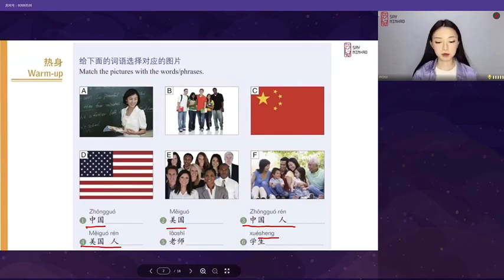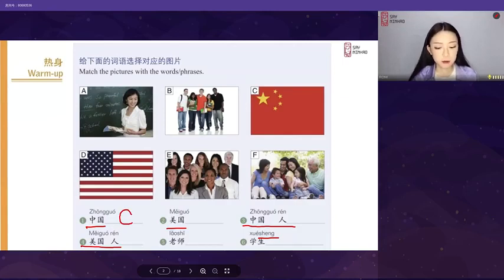Okay, time's up. It is really easy, so now let's check the answer. First one, which one is 中国? Which one? C is 中国, right? That's because this is the Chinese flag, the flag of China.